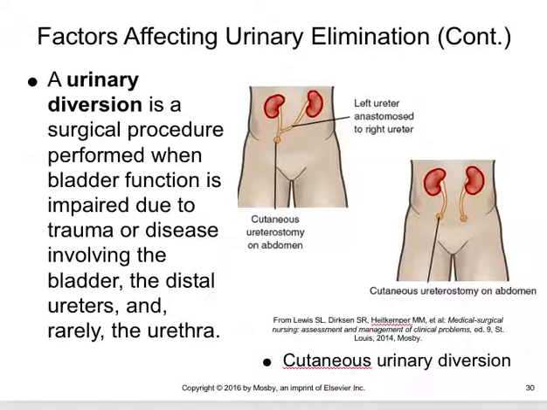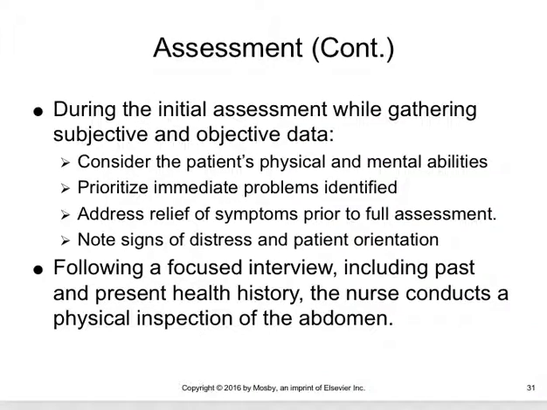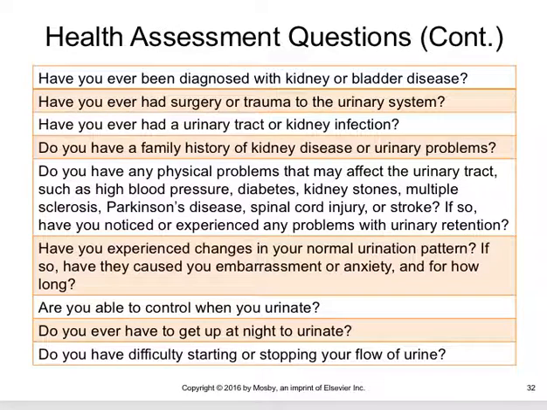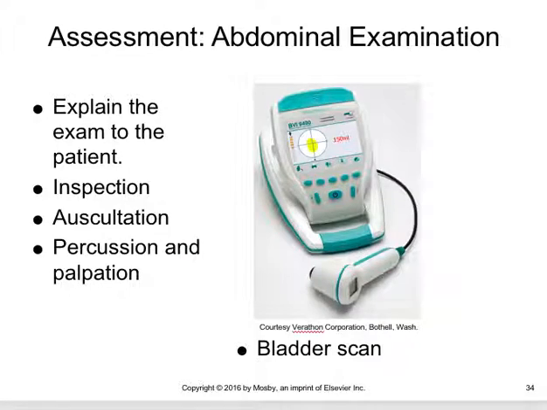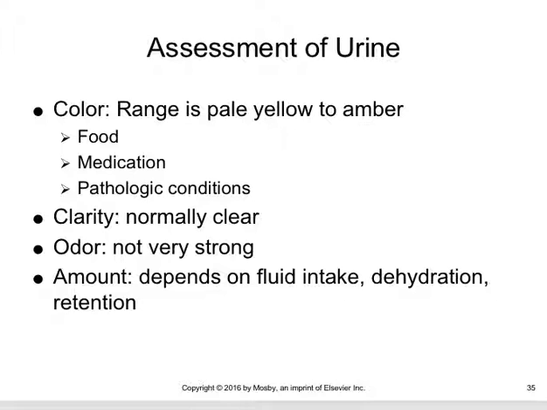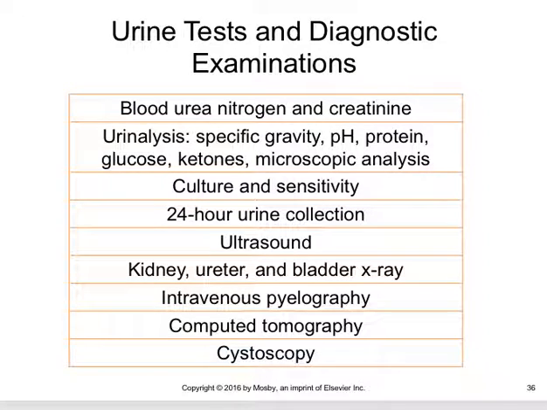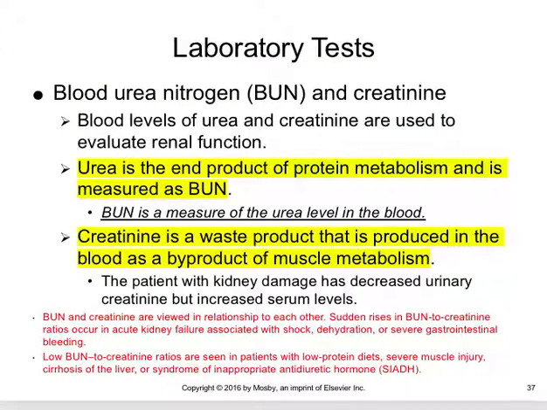So you don't need to worry about a urinary diversion. I mean, that's not something that we're really going to see. Just know it occurs. You can read through health assessment questions and things you might ask a patient. Just skim through those. There's a picture of a bladder scanner. Again, these are things we look at when we look at urine, okay? These are things that we can just see with our eyes. Again, other things that are looked at.